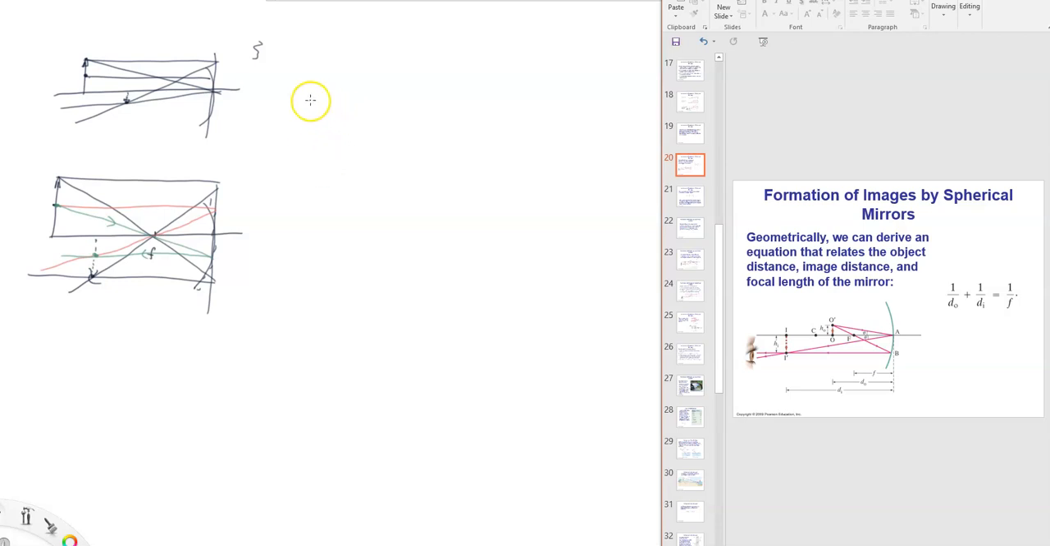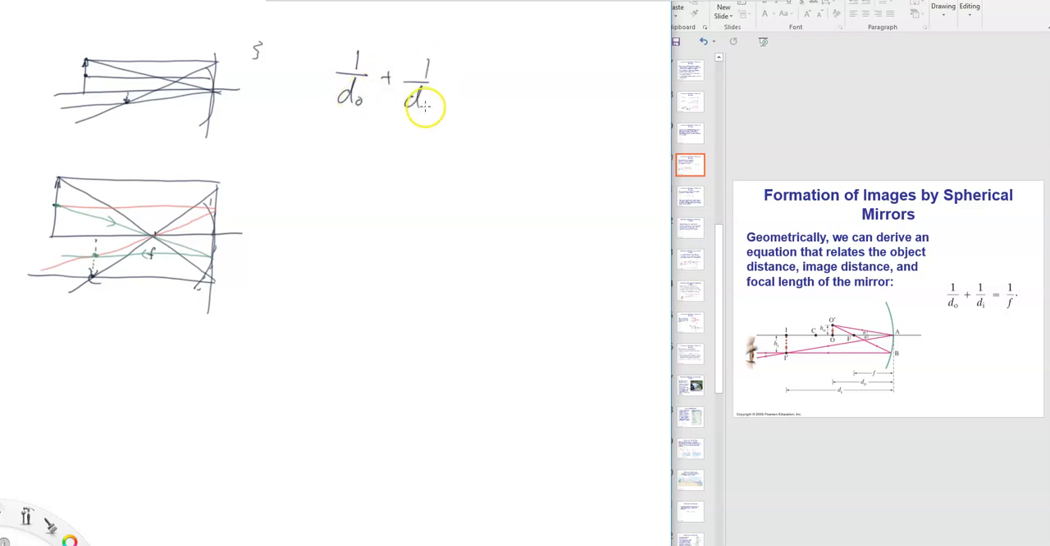So what is the equation saying? It says 1/dO + 1/dI = 1/f. That is, 1 over object distance plus 1 over image distance equals 1 over focal length. It's a very convenient equation.